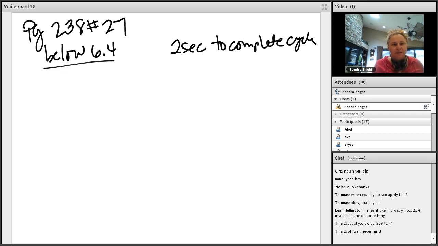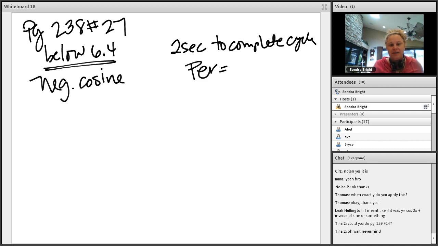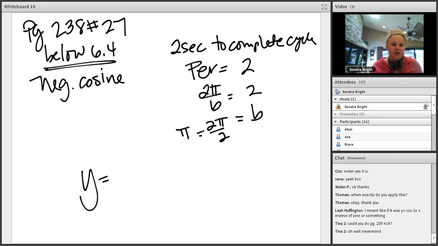All right, so it's been pulled below before it starts its motion, and so you're going to use a negative cosine. Your period here is 2, and so 2 pi over b is equal to 2, and so your b is equal to 2 pi over 2, which means your b is pi. And so it'll be y equals negative 6.4 cosine of pi times t.